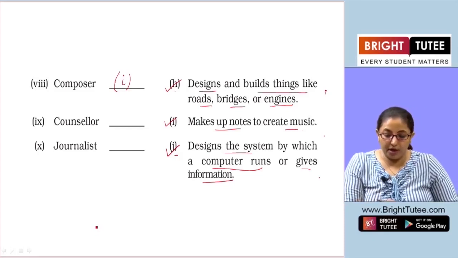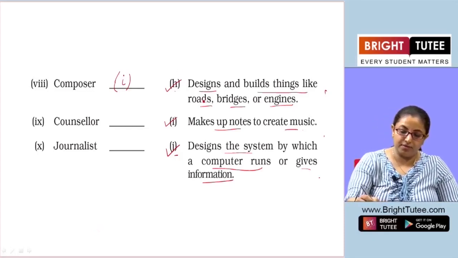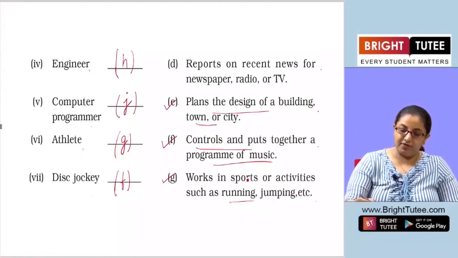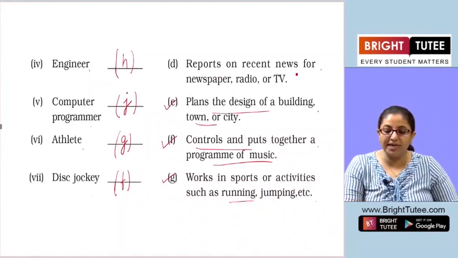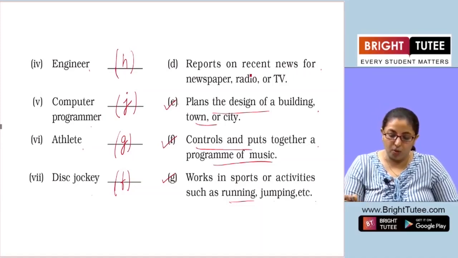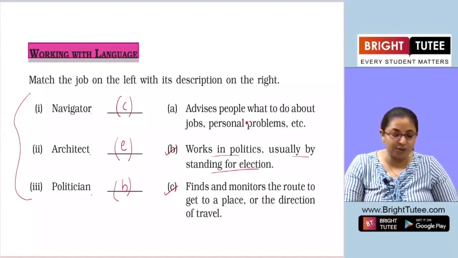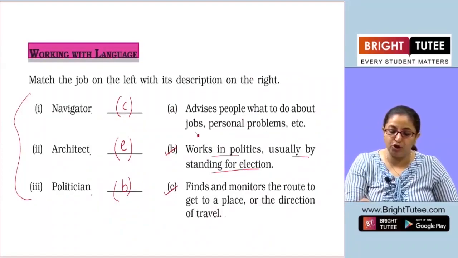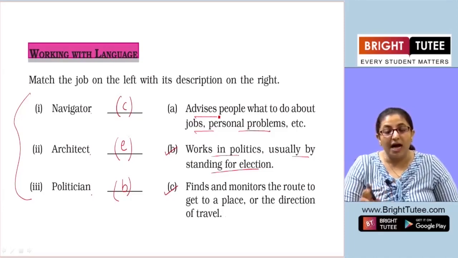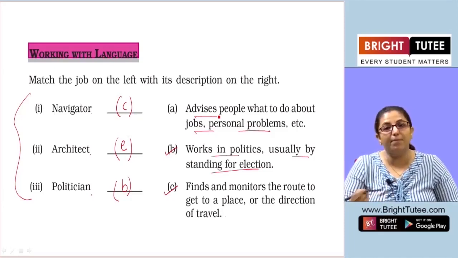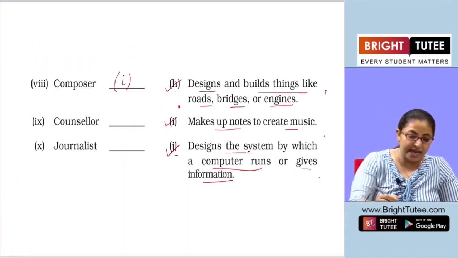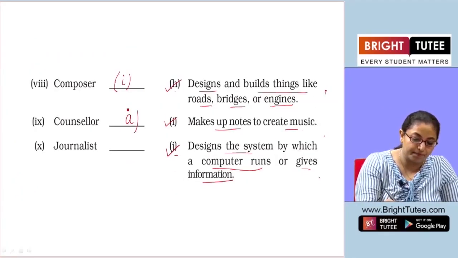Next, counselor. We are done with these options, so we'll go back to the previous page. We are left with reports on recent news. Does a counselor report the news? No. What is left? Advises people what to do about jobs or personal problems. Yes, a counselor advises people about their personal problems or job. So the answer would be A for a counselor.